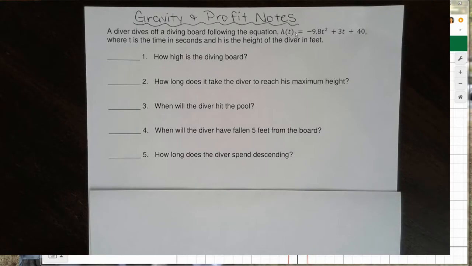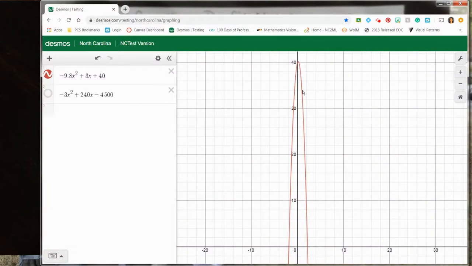So I already have this equation in Desmos. So I'm going to come over here and look at the graph. So this is the graph of the diver. But since we're talking about t being time or x being time, nothing on the negative side of 0 is going to apply because time can't be negative.